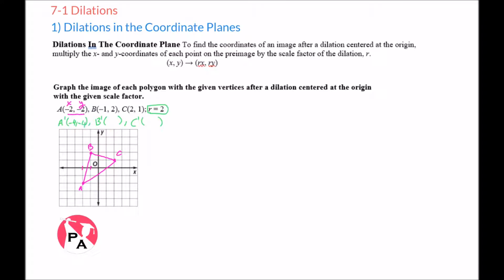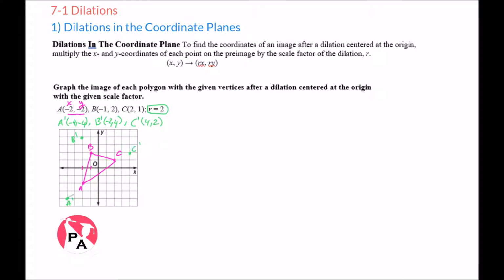For point B, we are going to times -1 by 2. We get -2. 2 times 2 is 4. For point C, 2 times 2 is 4 and 1 times 2 is 2. Now, the second image is going to be the green coordinates. A dash is left 4, down 4, right here. B dash is left 2, up 4, right here, and then C dash is right 4, up 2.